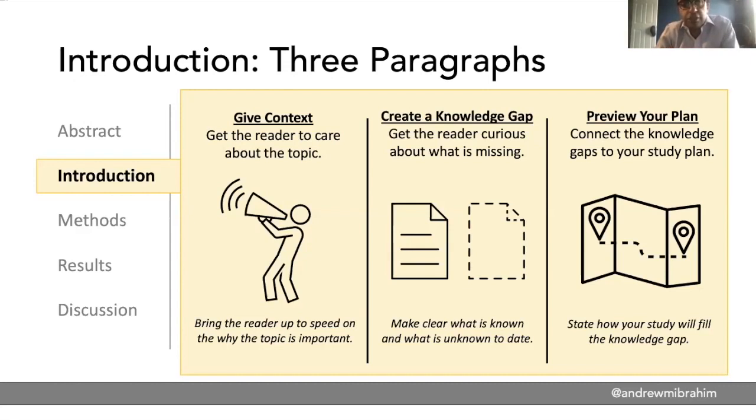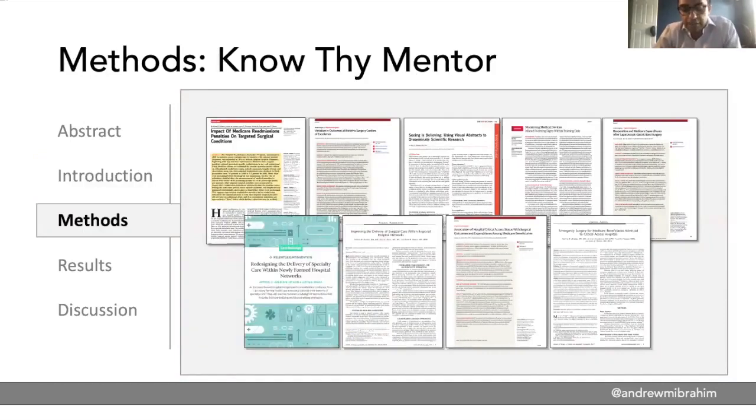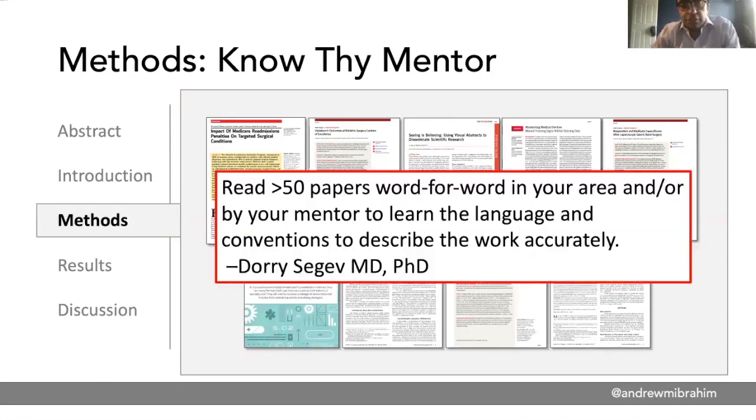So after you write your introduction, you're next going to go on to the methods section. So when I was a med student, I did a research year at Johns Hopkins, and there was a famous person there named Dori Segev, who is a very well-respected, well-funded, and very productive researcher. And he frequently would say that you should read at least 50 papers, word for word, in your area and by your mentor to understand the language and conventions to describe the work accurately.